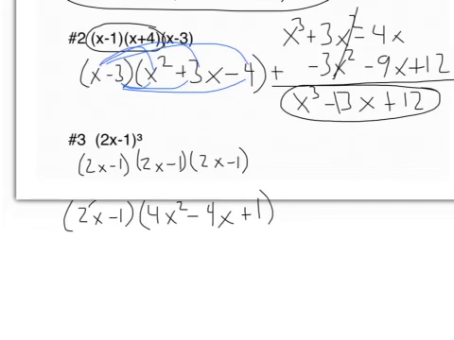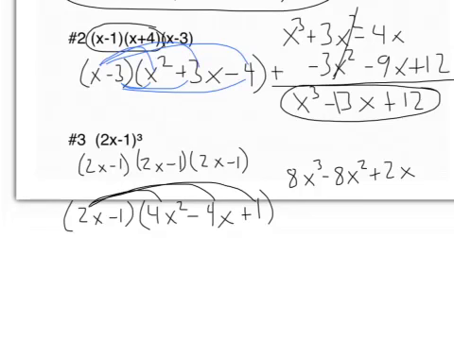So now I'm going to multiply this 2x to all 3 parts of the trinomial. So 2x times 4x squared gives me 8x cubed. And then I have 2x times negative 4x, which gives me negative 8x squared. And then 2x times 1 gives me positive 2x. Next, I have the negative 1 times each part. And I have negative 1 times 4x squared gives me negative 4x squared. Negative 1 times negative 4x gives me positive 4x. And negative 1 times positive 1 gives me negative 1.